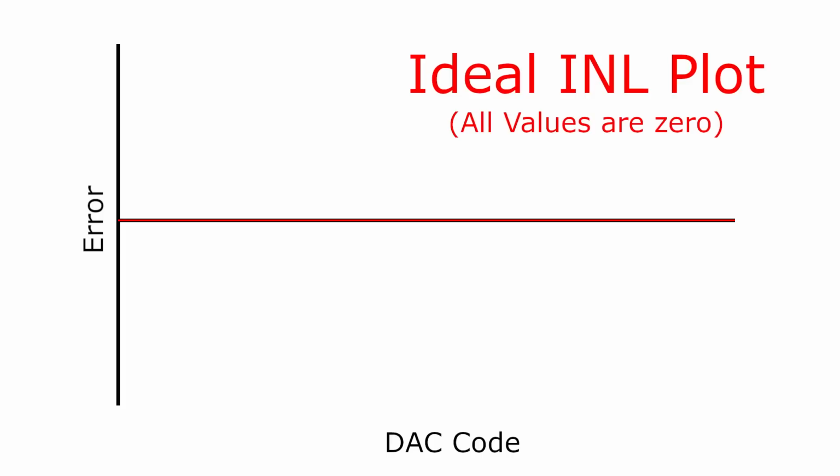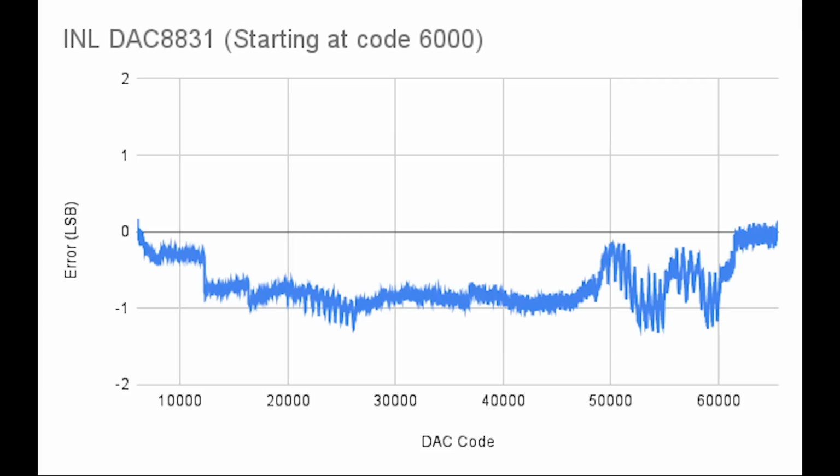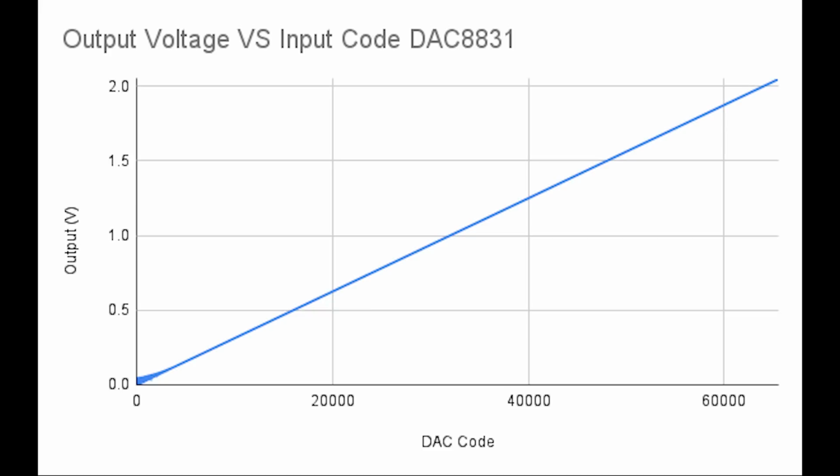A less ideal DAC might have an output like this, where the middle codes are a great deal larger than they should be. And as you can see, the INL chart makes it much easier to visualize how much it deviates from the ideal. Now, let's take a look at our DAC8831. Just by looking at the output versus the input code, it looks like an ideal DAC, aside from the beginning bit. This is where the INL chart really shines, since we can more easily zoom in on the error.